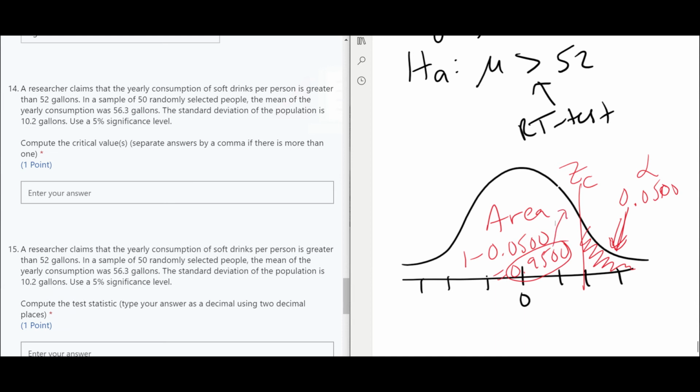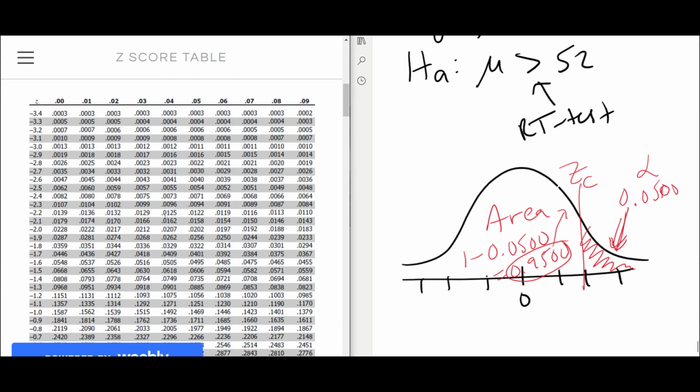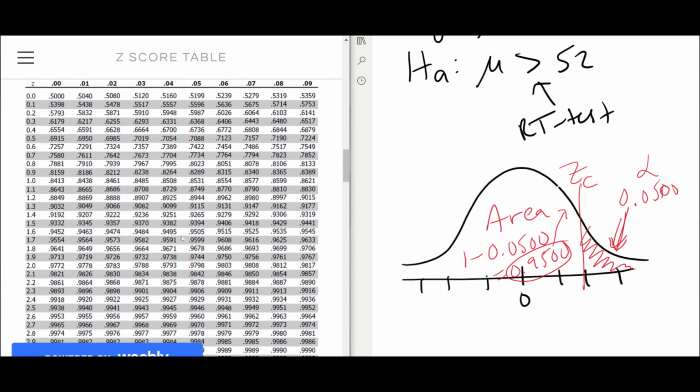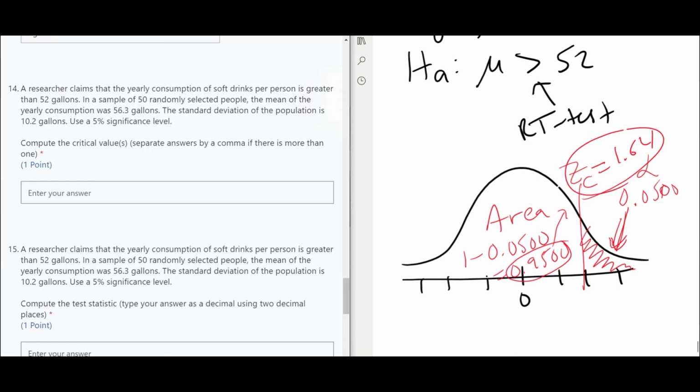So we want to look up this area to get the Z crit. So let's go to the Z chart. Okay, so we've got 0.9500. Again, it's a tie between 0.9495 and 0.9505. So it's going to be 1.64 or 1.65. You can choose one. I'm going to choose 1.64. And that will be my Z critical.